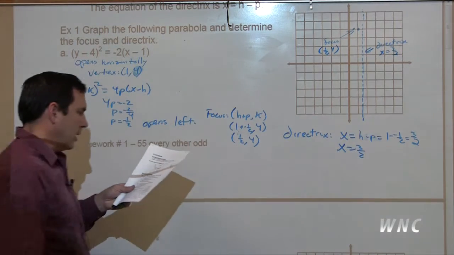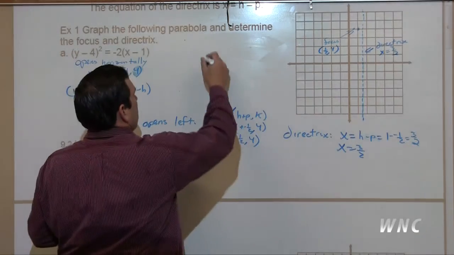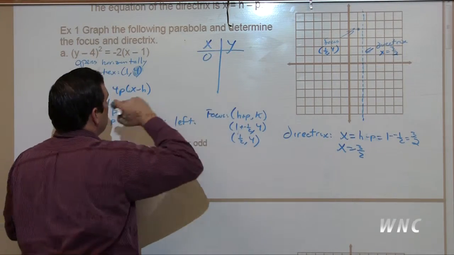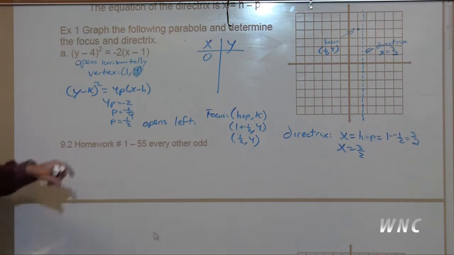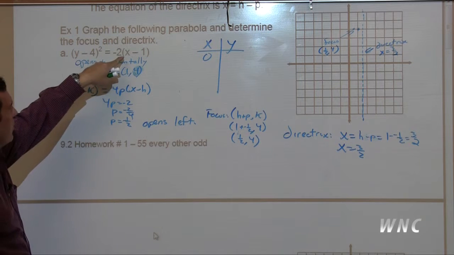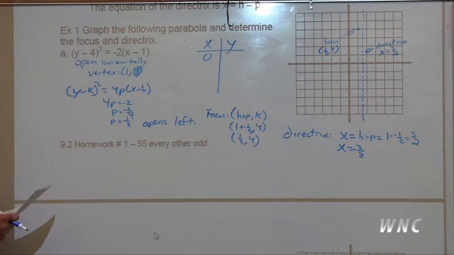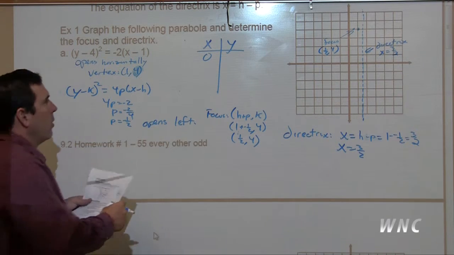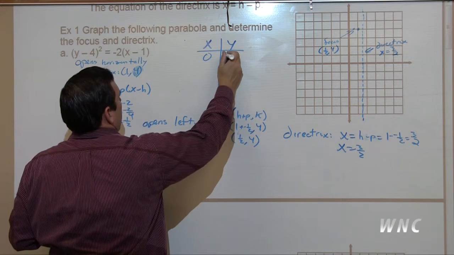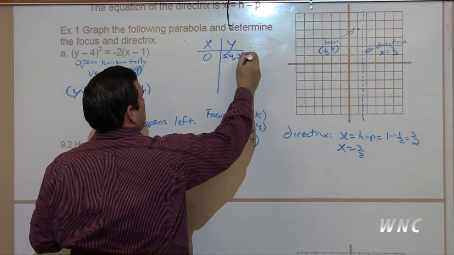Okay. Now let's get another point or two and then we can draw this curve. If x is 0, what's y? So if x is 0, we have y minus 4 squared is going to be equal to negative 2 times negative 1, that's 2. So for x being 0, y is going to be 5.4 and 2.6.